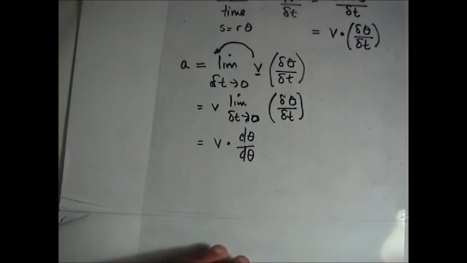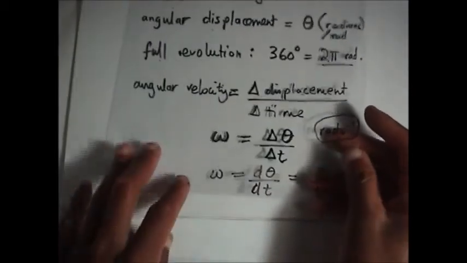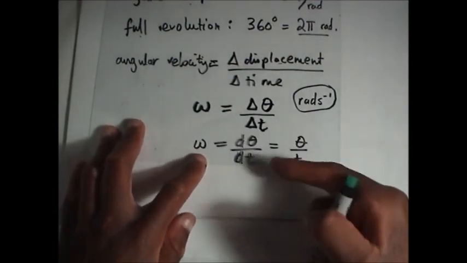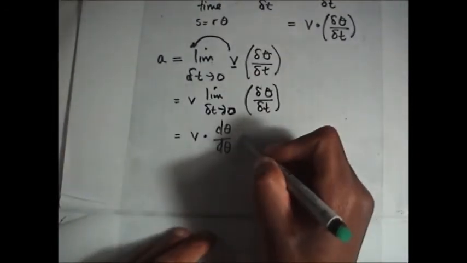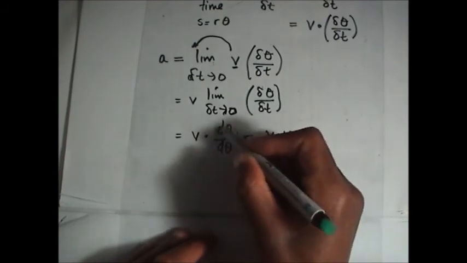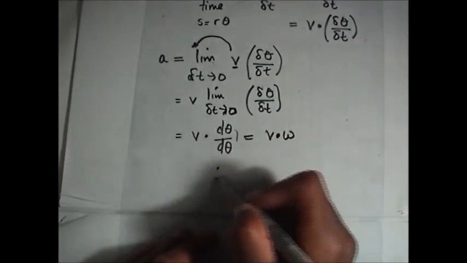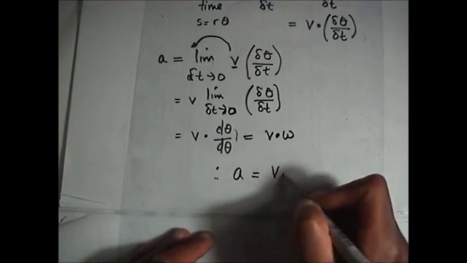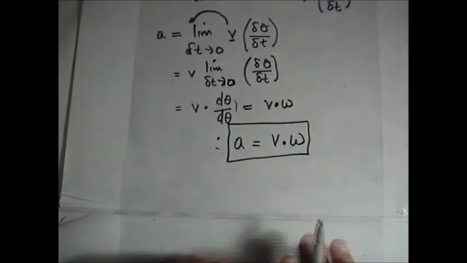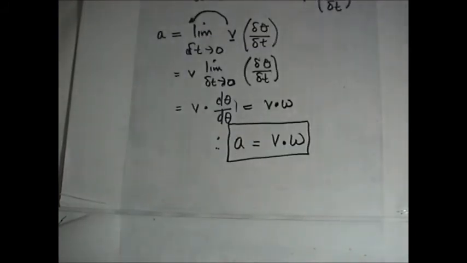If you remember, when we started our circular motion, we said omega is equal to d theta over dt, the angular velocity. So in our centripetal acceleration, this becomes V times omega. So we have a new equation: a equals V omega.